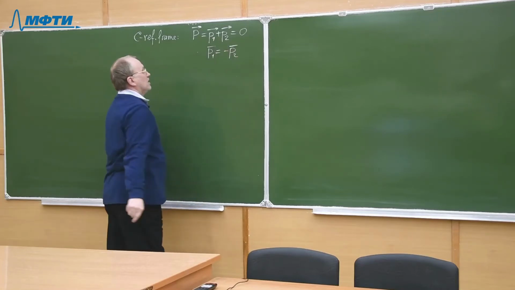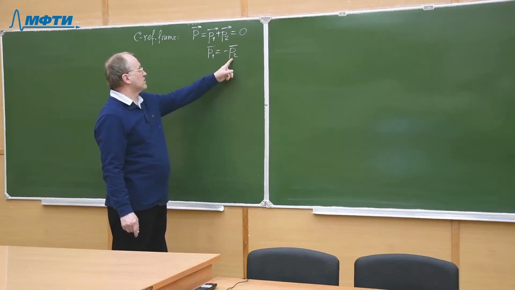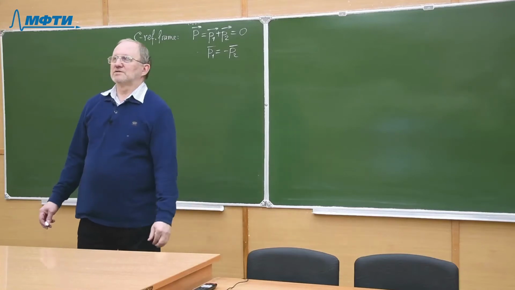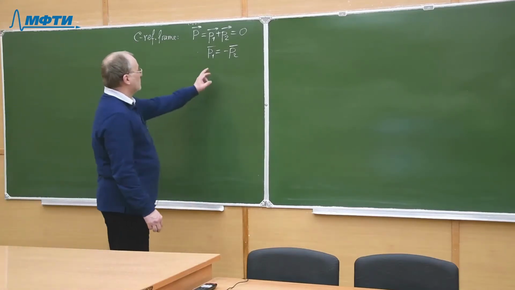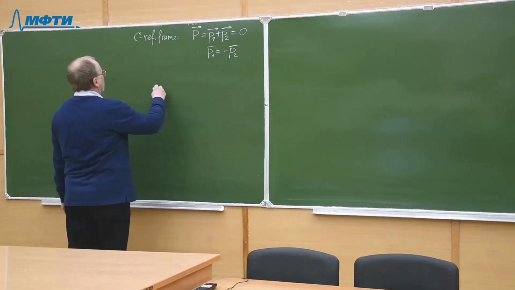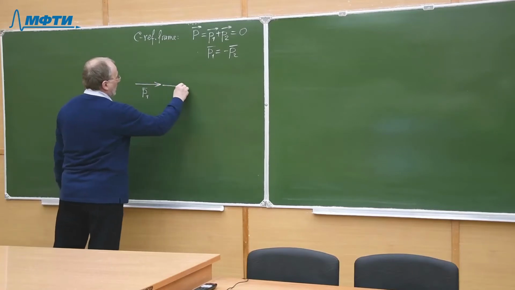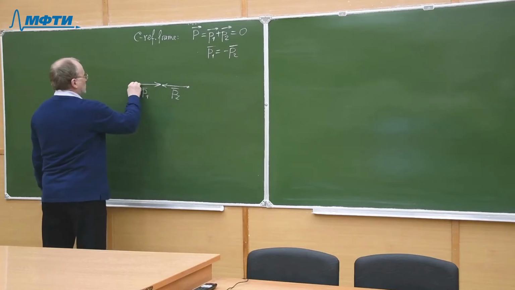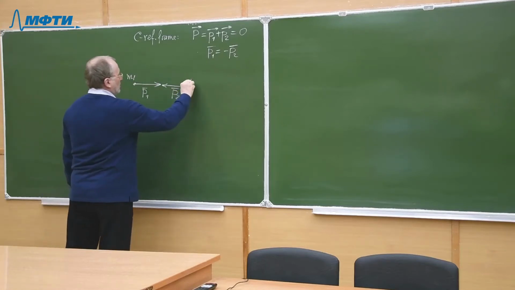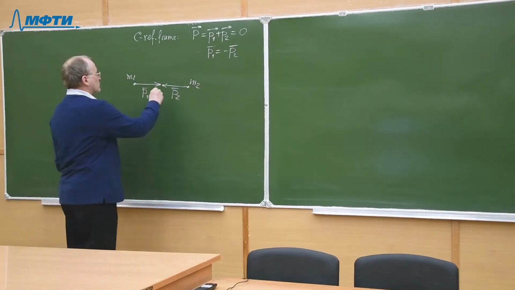That is, the momentum of the first particle equals in magnitude and is oppositely directed to the momentum of the second particle, with respect to the center of mass. And it means that the two momenta can be depicted like this. This is P1, and this is the momentum P2. Two particles which have masses m1 and m2 collide, and they have equal momenta in the center of mass reference frame.